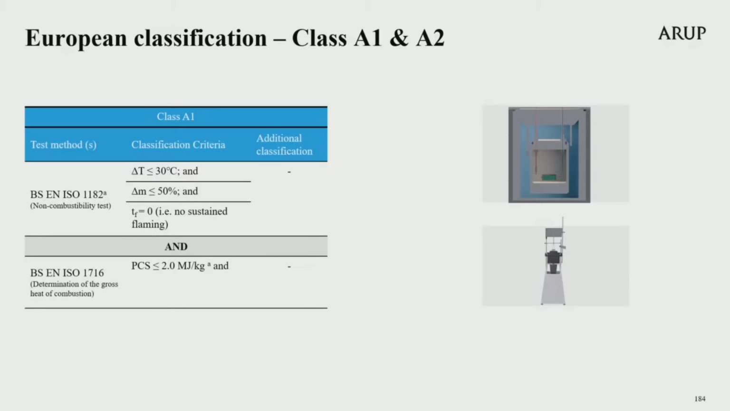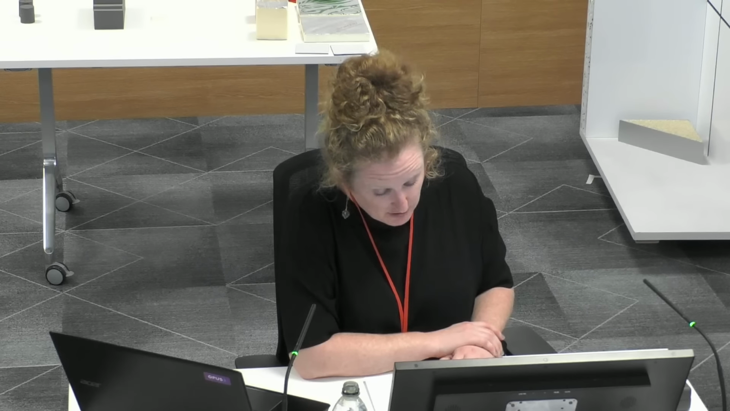To be classified as A1, the material must also be tested in the BS EN ISO 1182 furnace and cause a rise in furnace temperature no greater than 30 degrees Celsius. The specimen should not degrade by more than 50% during the test, and there should be no sustained flaming observed on the specimen. Only where a material meets all these criteria can it be classified as A1.